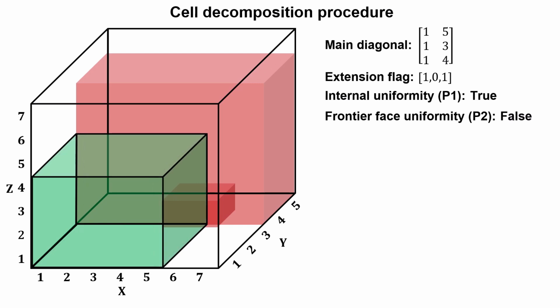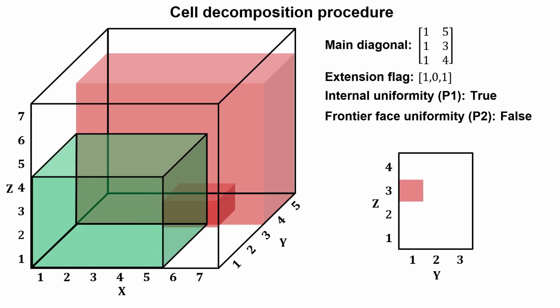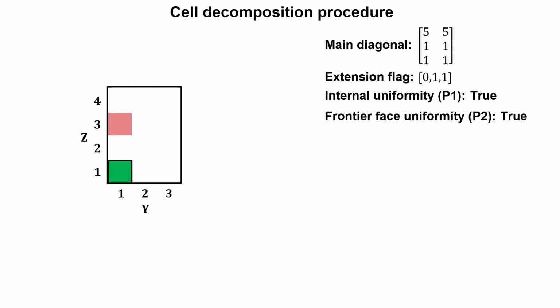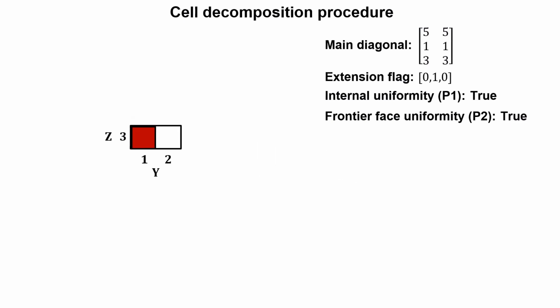If frontier uniformity no longer holds, a 2D slice of the grid corresponding to the face frontier in the extension direction is taken, and the cell decomposition procedure is applied recursively on the slice, with the extension flag zeroed in the slice's normal direction. The 2D cell extends until its extension flag is fully zeroed, or until frontier uniformity no longer holds, in which case a 1D slice corresponding to the face frontier in the extension direction is taken, and the cell decomposition procedure is applied recursively on the slice. In 1D, frontier uniformity is guaranteed, ensuring no further recursion.